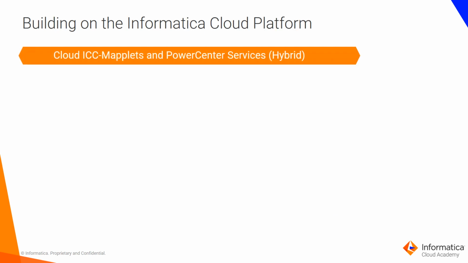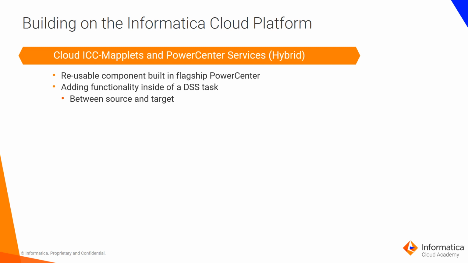Using the Cloud ICC model, you can utilize the Maplets and the Power Center services approach for the hybrid integration. In this approach, you can have reusable components from Power Center, and you can leverage complex transformation logic from Power Center into Cloud seamlessly. You can use a Maplet and add the functionality inside a DSS task between the source and the target. It is flexible and reusable and is very simple to build in Power Center.